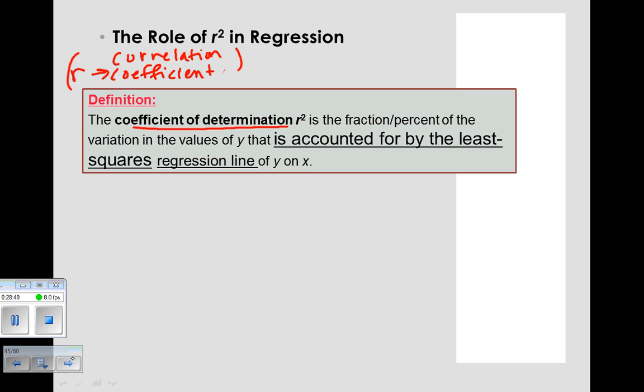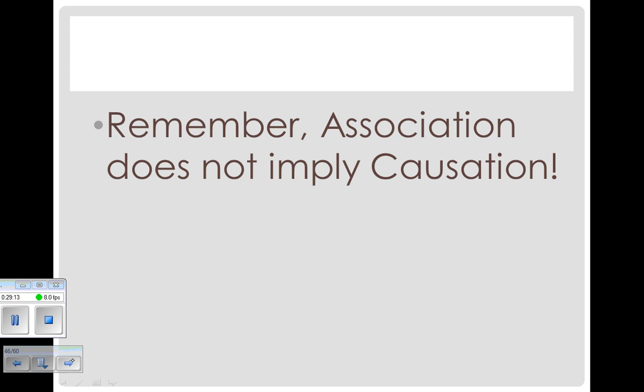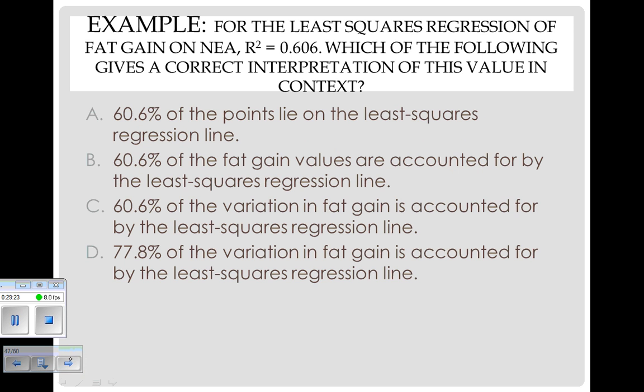So the coefficient of determination is the fraction or percent, so you could pick either one of those, of the variation in the y values. And again, y values put in context, whatever your y value is in that situation, is accounted for by the least squares regression line of y on x. And make sure you write these in context of the problem going on. Now, remember, association does not imply causation. So even though we're finding an association between these variables, it doesn't mean one causes the other.